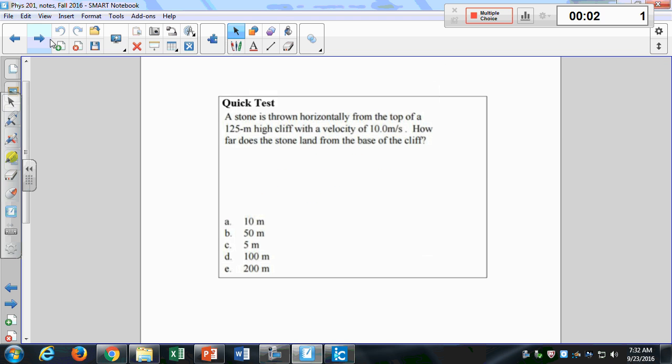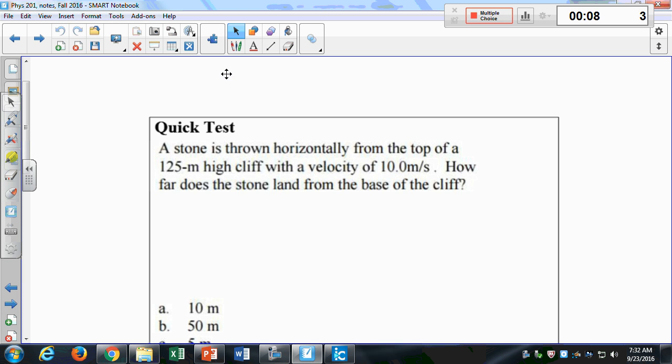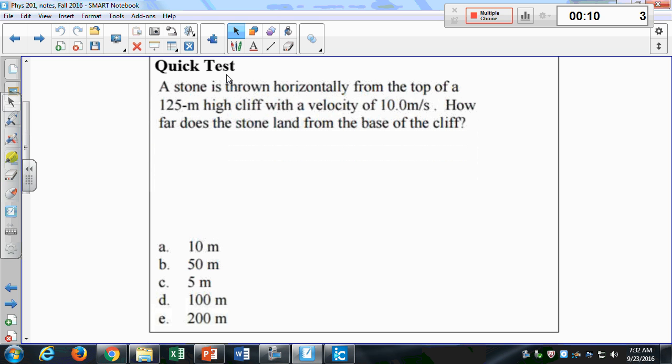All right, you have a stone, it's thrown horizontally at a certain speed, from a certain height. How far does the stone land from the base of the cliff? The first thing you want to do here is find the time.